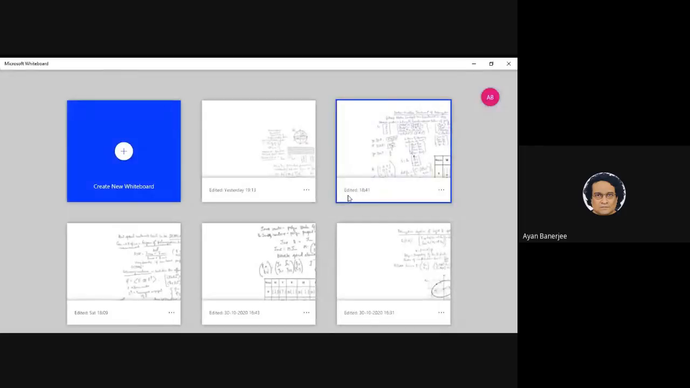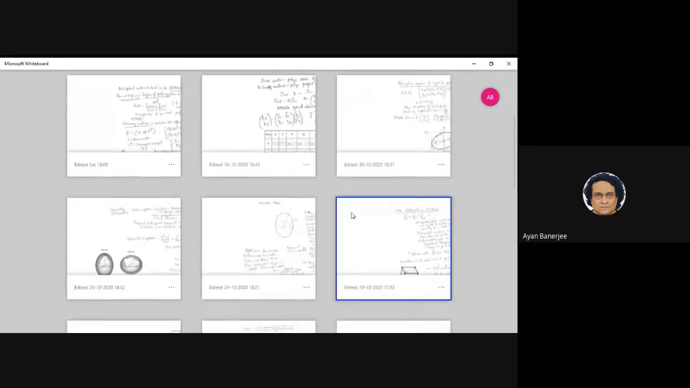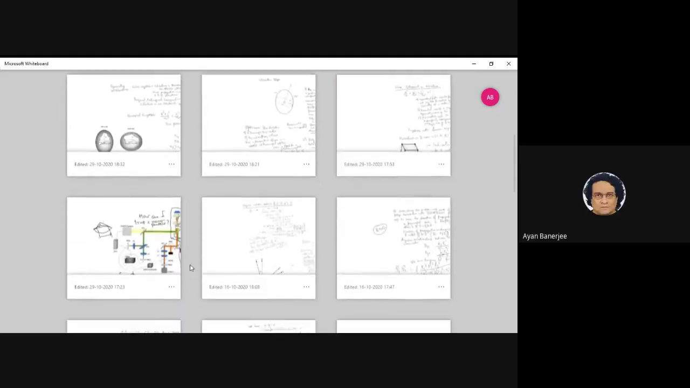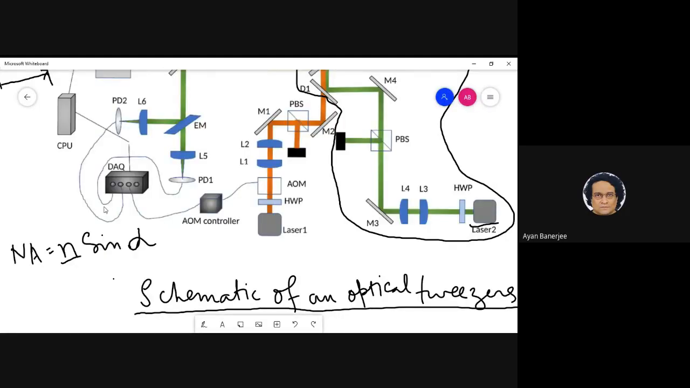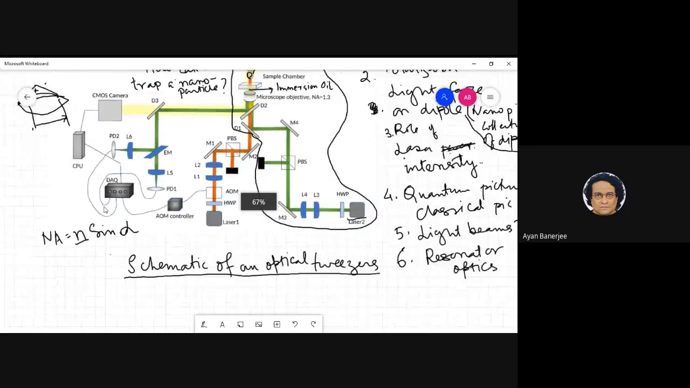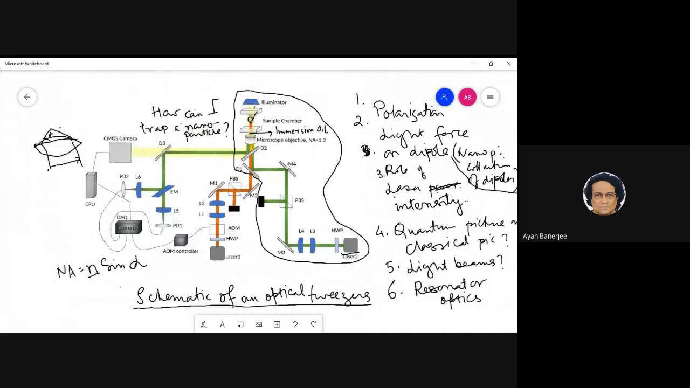Okay, so can you see my screen? Yes, sir. So our norm has always been to go back to the problem, which is a definitive thing, before we start any new topic. So here we are in our general scheme of trapping a nanoparticle.